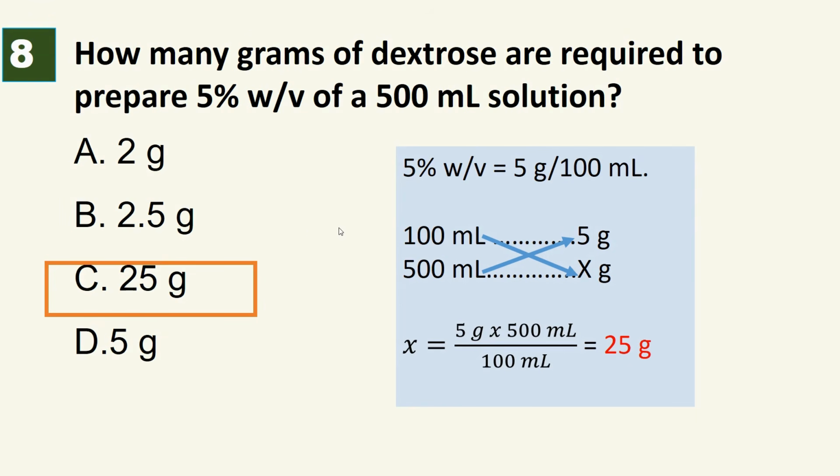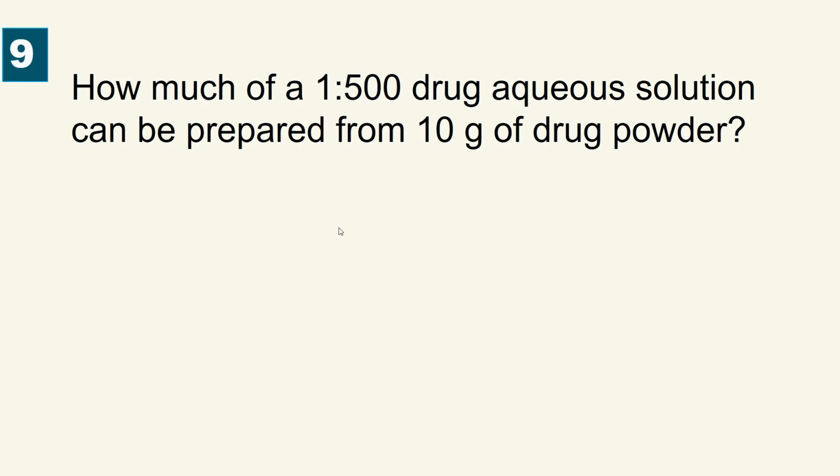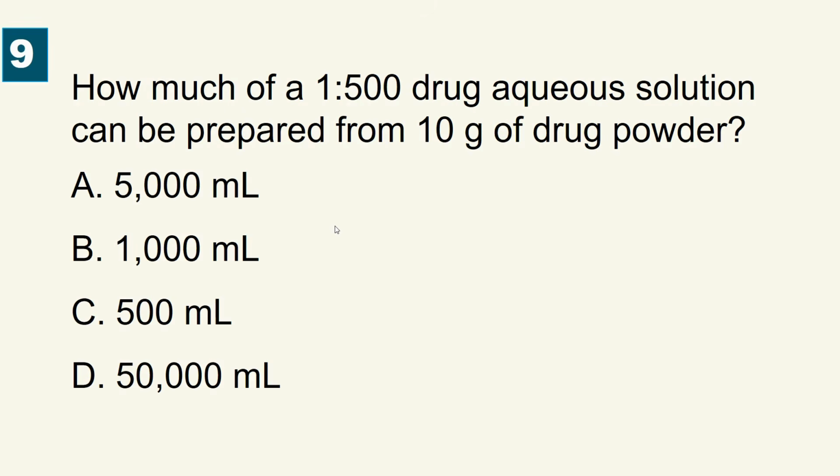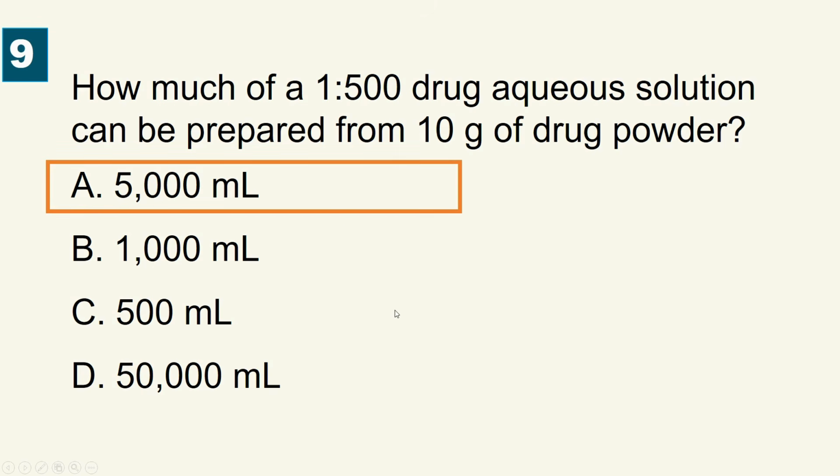Next, how much of a 1 to 500 aqueous drug solution can be prepared from 10 grams of drug powder? A. 5000 mL, B. 1000 mL, C. 500 mL, and D. 50,000 mL. The correct answer is 5000 mL.